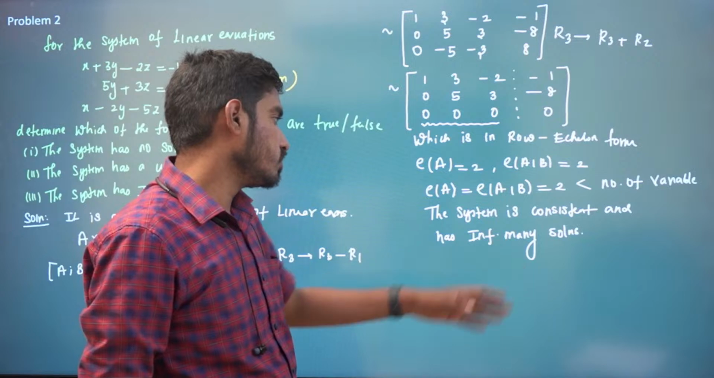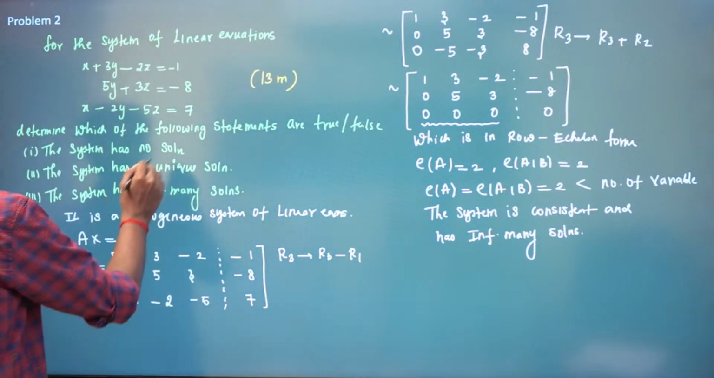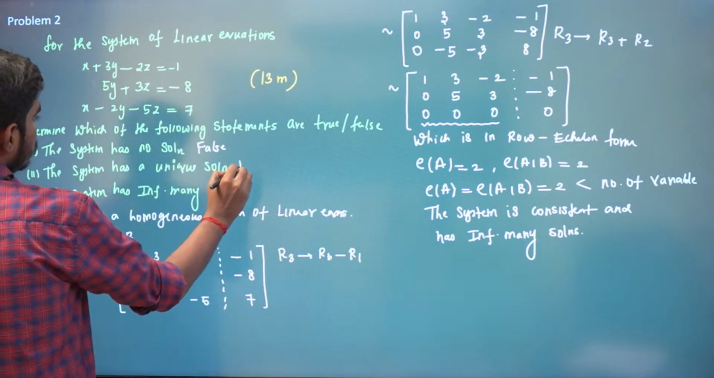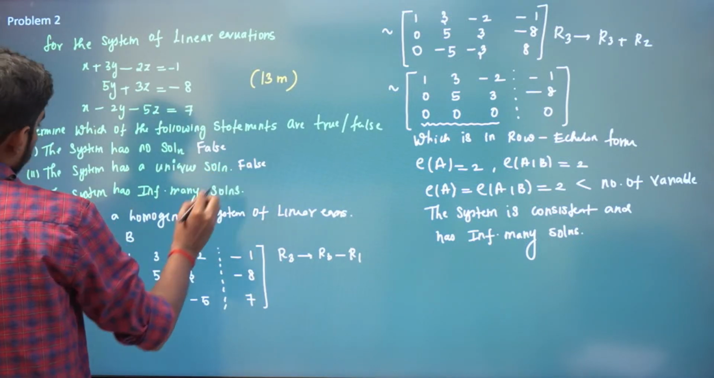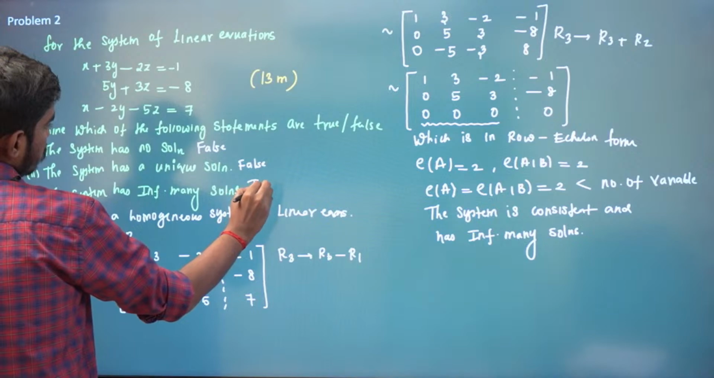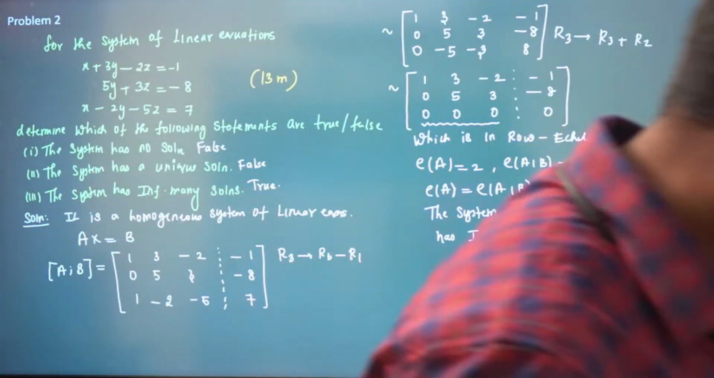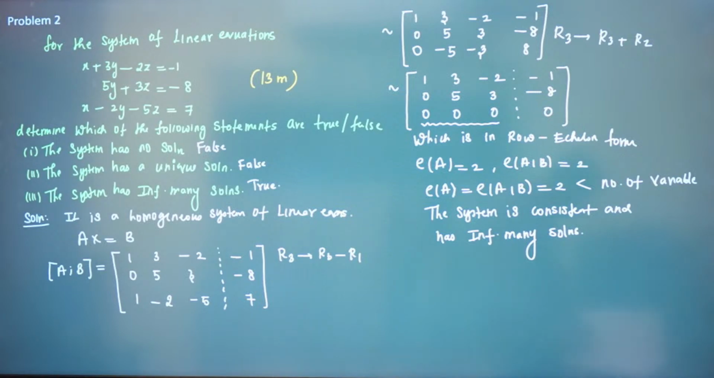Okay. So the system has infinitely many solutions, so it has no solution: false. System has unique solution: false. The system has infinitely many solutions: this is true. See how simple it is, right? Just still 12th standard level problem. You just have to find the consistency for this homogeneous system of linear equations, right? Okay. So we'll move on to the third problem. Is it clear up to now?